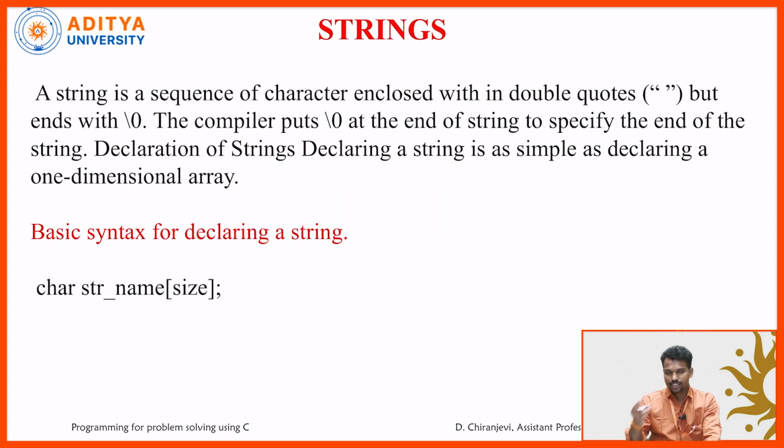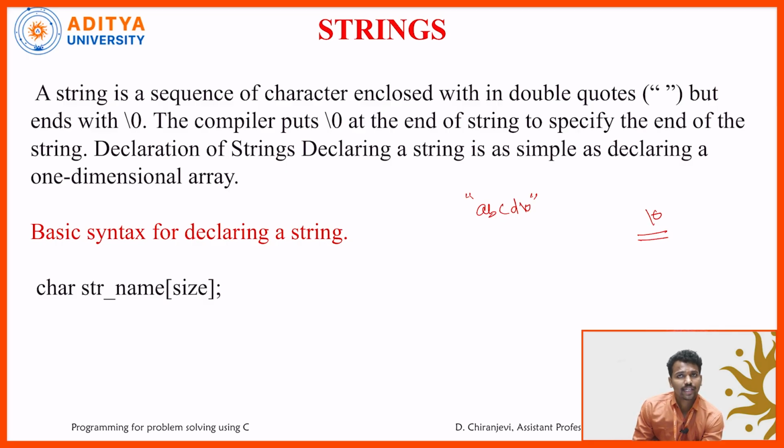So what is a string? Let's understand. A string is a sequence of characters enclosed in double quotes. If you write a sequence of characters like A, B, C, D in double quotes, then it will be called a string, but a null character, that is \0, will be automatically added. This will be inserted by the compiler at the end of the string, after the last character.